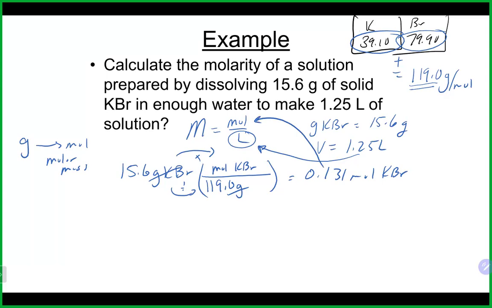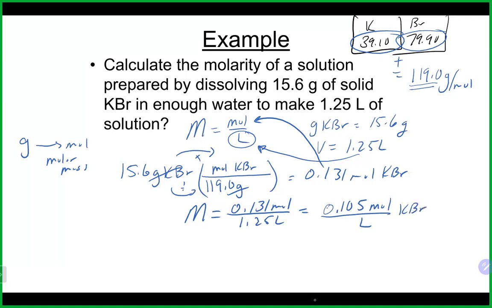That now is what I need for the top here. So I have everything I need really to calculate the molarity at this point. So the molarity would be our 0.131 moles divided by our 1.25 liters, and ends up with 0.105. Now the units here don't cancel, so you can leave them moles with the number per liter of KBr.